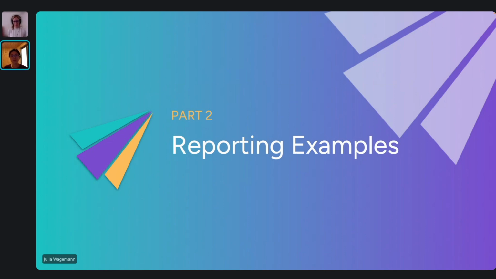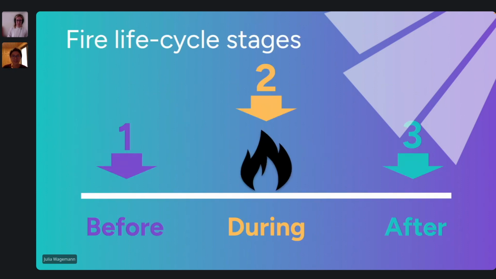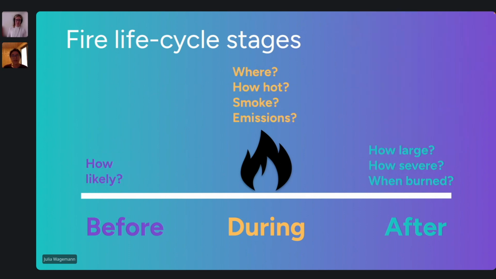Now I'm going to show you a few reporting examples for how different newsrooms and newspapers and programs have been using satellite data in their reporting on wildfires. So there are 3 fire life cycle stages that we should be aware of. There's before the fires, during active burning of the fires, and then after the fires have occurred. And there are several questions that might come to you during each of these phases.